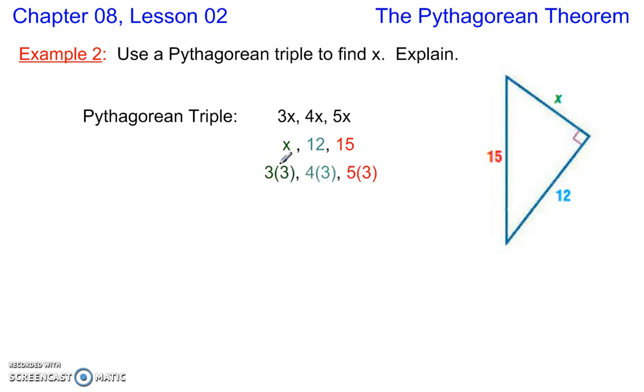So, since we know that's a multiple of 3, this would be 3 times 3, which would give us 9 for that side. That's how we can use a Pythagorean triple really quickly without even having to square anything or square root it.